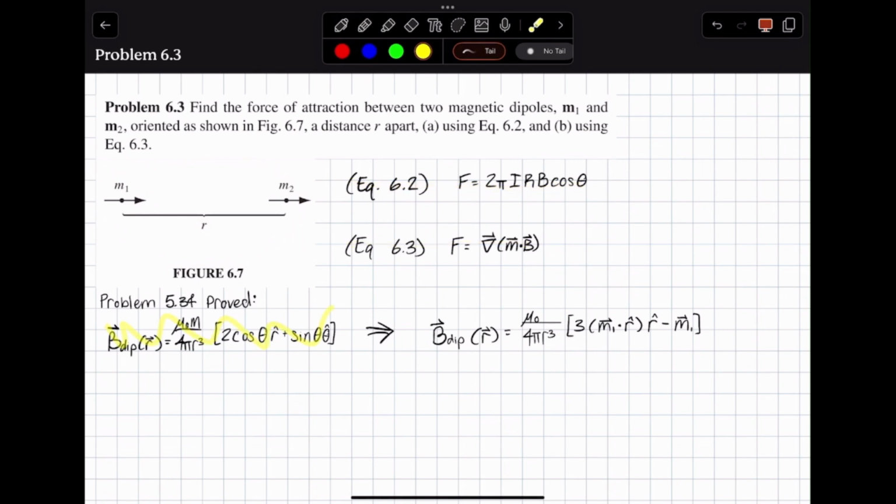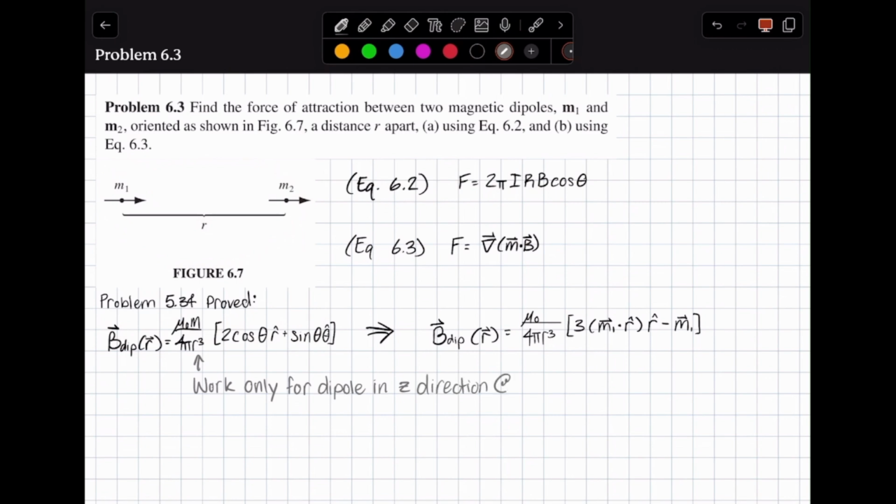I've also brought in the general definition for the magnetic field due to a dipole, and I should note that this equation works only for a dipole in the z direction at the origin. In a previous chapter, problem 5.34 proves that this equation could be rewritten as the equation on the right here. To get from here to here, it just takes some manipulation of dot products and understanding how you're going to get rid of these cosine and sine terms. So I'm going to be using this equation on the right throughout this problem in order to solve for the magnetic field due to M1, the dipole.